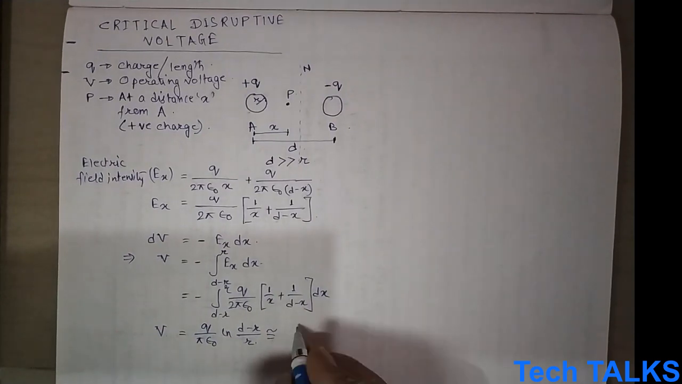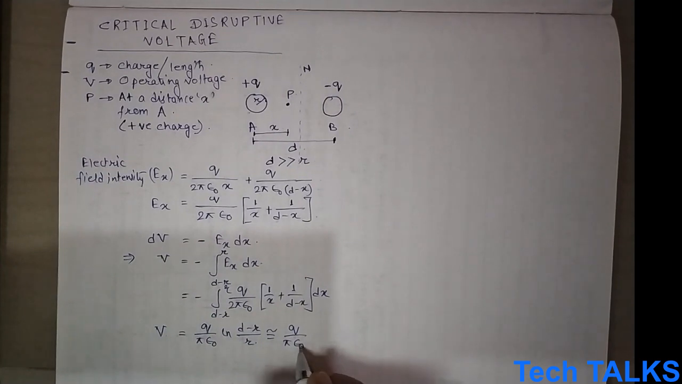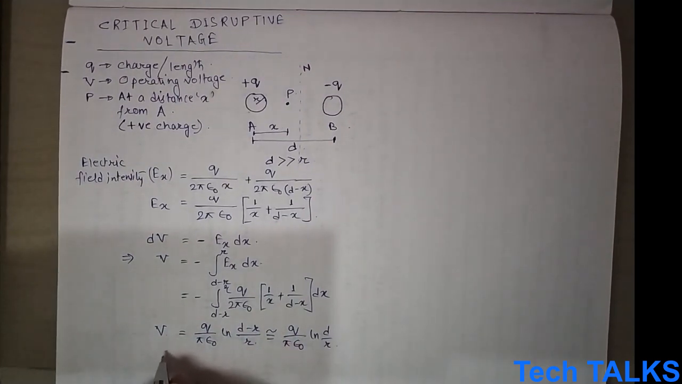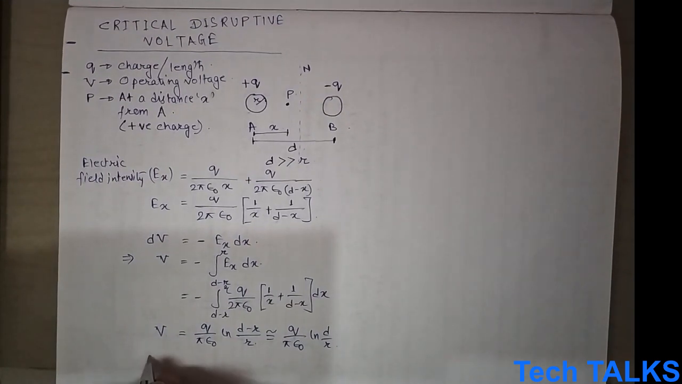Now the gradient at any point x can be easily found out by this formula, that is the gradient from the center of A. Now from this formula we can find out what q is. q is equal to V pi epsilon naught by ln d by r. We can find this from this equation. Okay.